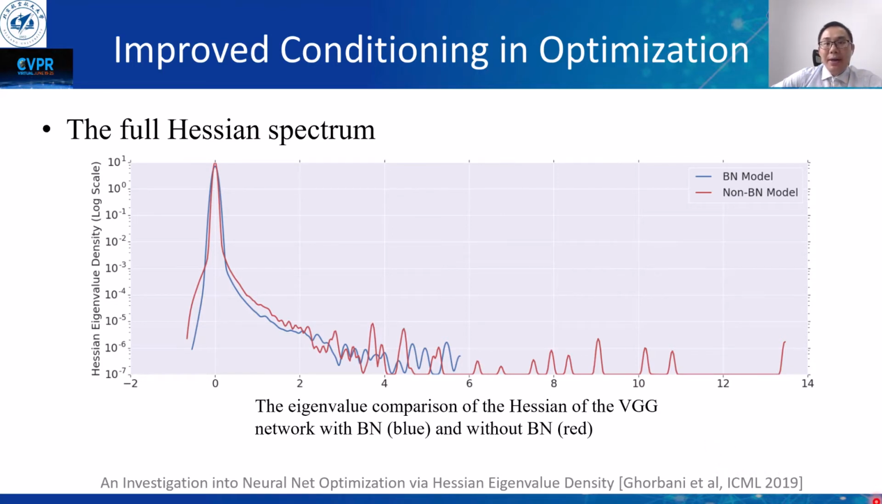Jiang et al. empirically investigated the conditioning of the optimization problem by computing the spectrum of the Hessian for a large-scale dataset. From this table, we can see that the batch normalized network has a more centralized eigenspectrum, and the maximum eigenvalue is significantly smaller than the unnormalized network. This shows the batch normalized model has a flatter optimization landscape.